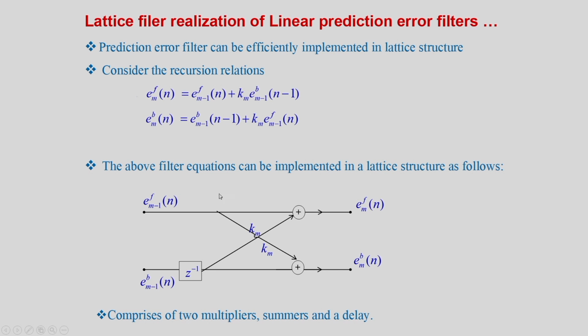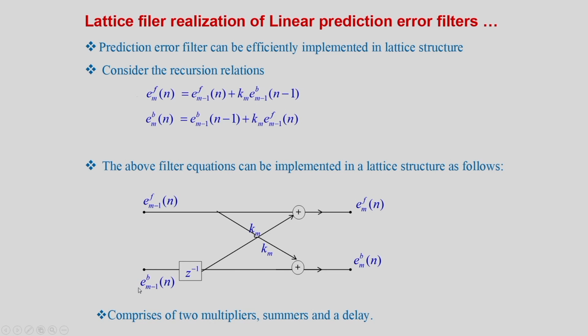So, Em Fn is the sum of this signal plus this signal delayed by 1 unit and then multiplied by Km. So that way we see that this expression can be implemented by this path. Similarly, this backward prediction can be implemented.